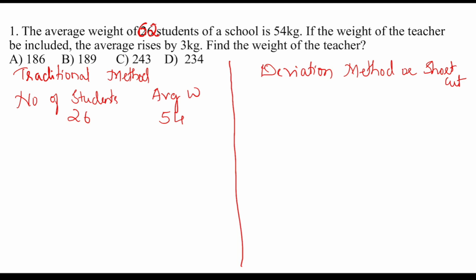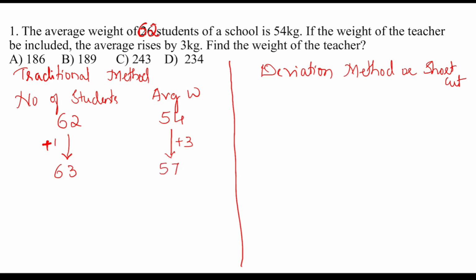Okay, it is 62. If the number of students is 62 and the weight of the teacher is included, it means one person is entering, the teacher's weight is included, isn't it? One person is becoming extra. So now the number of entities became 63. The average rises by 3 kg. So when the teacher's weight is included, the average will rise by 3 kg. Earlier it was 54 kg, it will rise by 3 kg. So the new average will be 57.